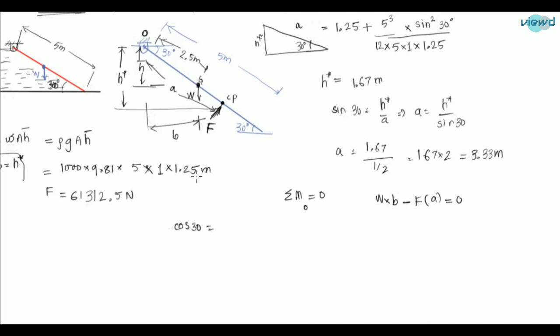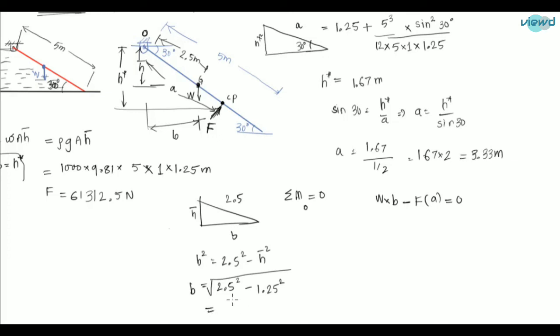see here, this is h bar, this is B, and this is 2.5. So here we need to find B. B square is equal to 2.5 square minus h bar square. This is the Pythagoras theorem. So 2.5 square minus h bar square, what is h bar? It is 1.25 meter. So B is the square root of 2.5 square minus 1.25 square. So we will get the value of B as 2.165 meter.